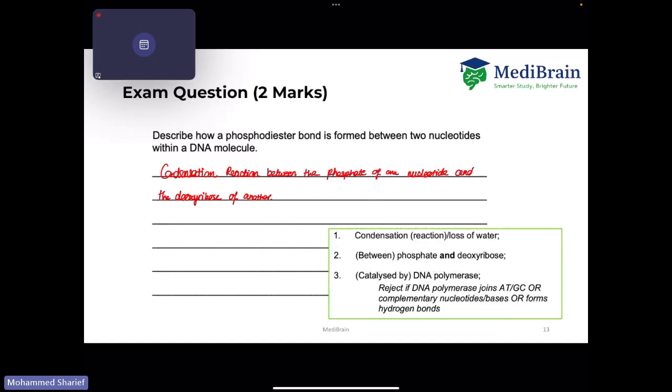Condensation reaction between phosphate and deoxyribose, and is in bold. Okay, it also says catalyzed by DNA polymerase, but we've not looked at DNA polymerase yet, and you don't need it for this question as well. As long as you have the first 2 points, you've bagged your first 2 marks.